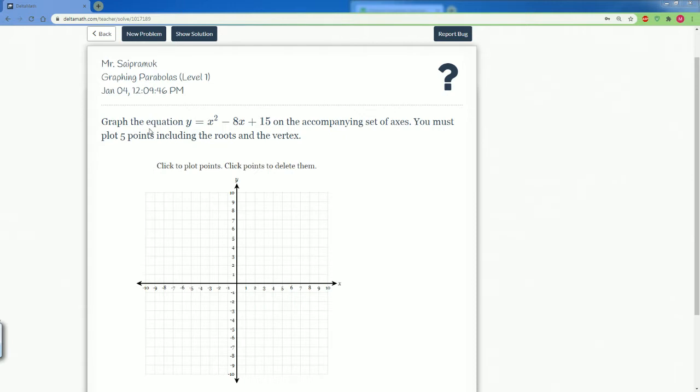It says to graph the following equation, y equals 2x squared minus 8x plus 15, on the accompanying set of axes. You must plot 5 points including the roots and the vertex.